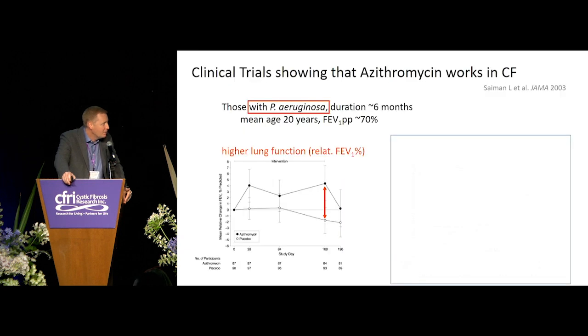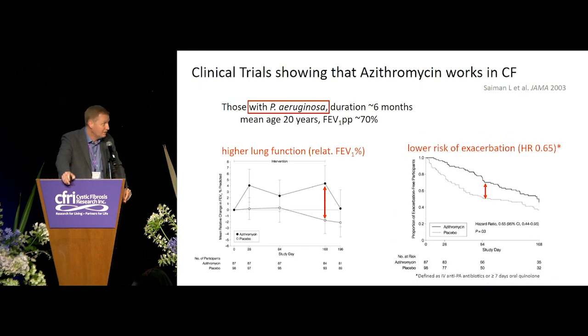To get to that, I just want to quickly remind everyone in the room why we use this drug. So Lisa Saiman and several colleagues back in 2003, several years ago now, studied azithromycin for a 6-month period. They did this in mainly young adults who had Pseudomonas infection, and they had impaired lung function. The average was about 70%. What they saw was a fairly modest, but an increase in lung function over that 6-month period, which was encouraging.